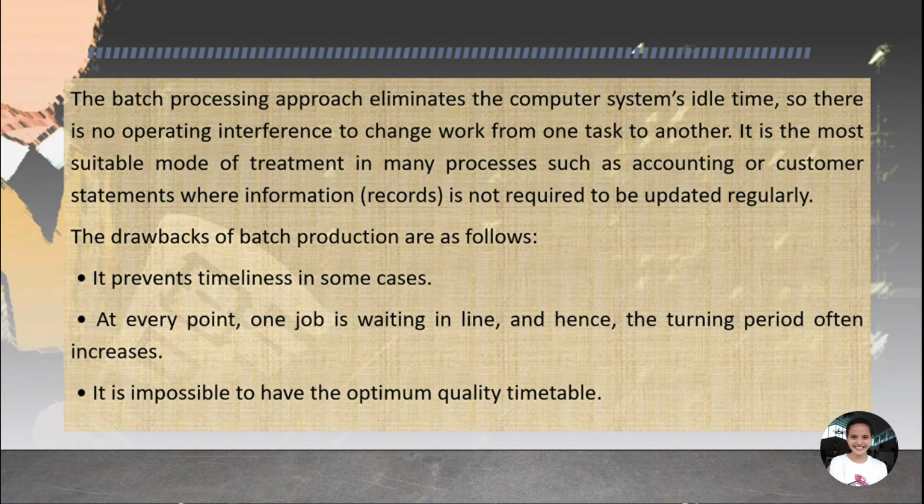The drawbacks of batch production are as follows. It prevents timeliness in some cases. At every point, one job is waiting in line, and hence the turnaround period often increases. The last is that it is impossible to have the optimum quality timetable.